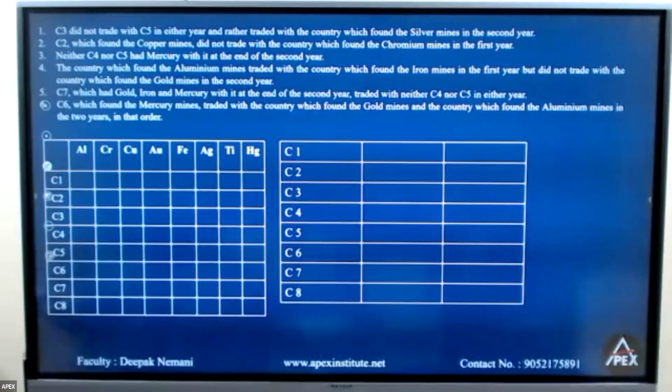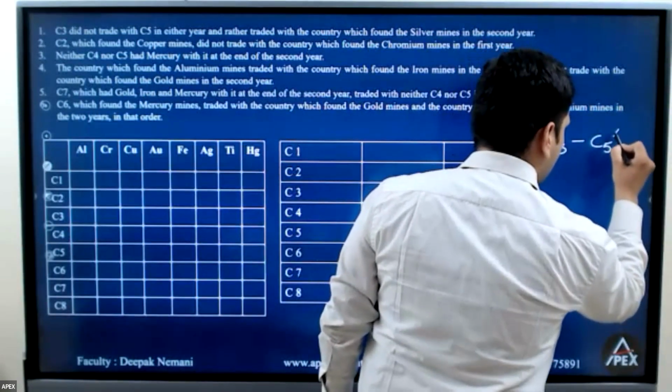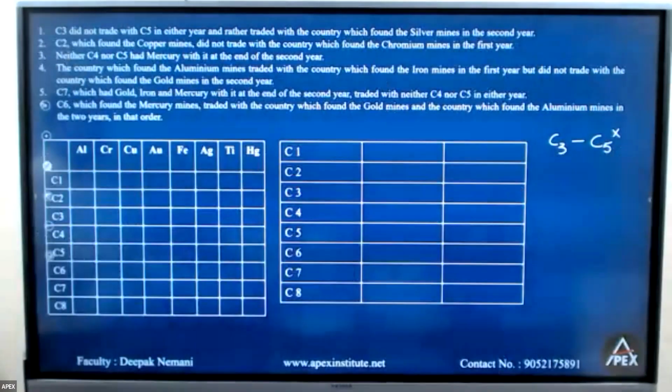Okay. Now C3 did not trade with C5 in either of the years. So C3 did not trade with C5 in either of the years. They either traded with the country which found silver mines in the second year.